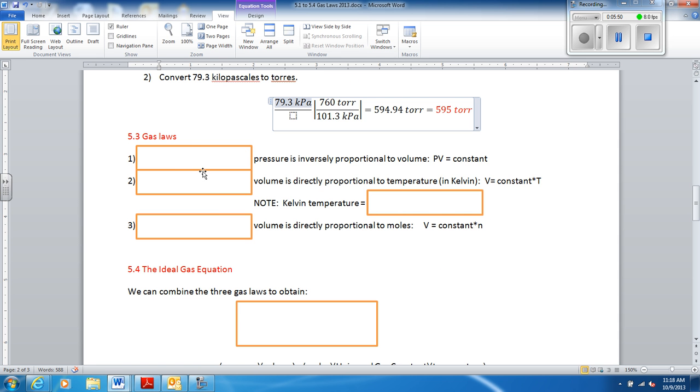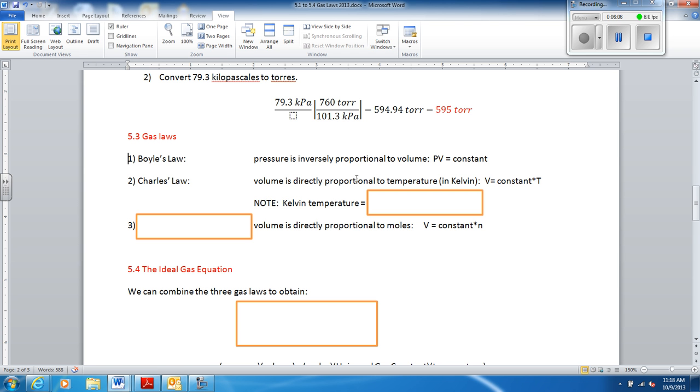Alright, there are a bunch of gas laws, and they have different names. The first gas law we'll look at is Boyle's law. And Boyle's law tells us that pressure and volume are inversely proportional. As volume decreases, pressure increases. Next law, Charles' law. Charles' law says that volume and temperature are directly proportional. So as temperature increases, the volume of a gas will increase if pressure is kept constant, if the other variables are kept constant.